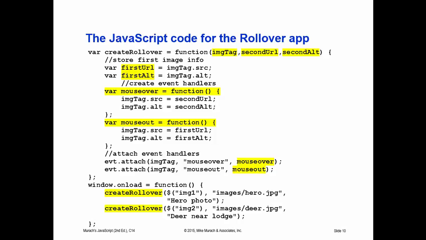Since the inner functions are attached as event handlers, any references to them stay alive, which means the references to the local variables of the outer function also stay alive even after the outer function has been finished and has gone out of scope. So each call to the create rollover function creates a closure that has its own variables. This is how each rollover stores the image information that's sent to the outer function. So all that's fine and dandy.